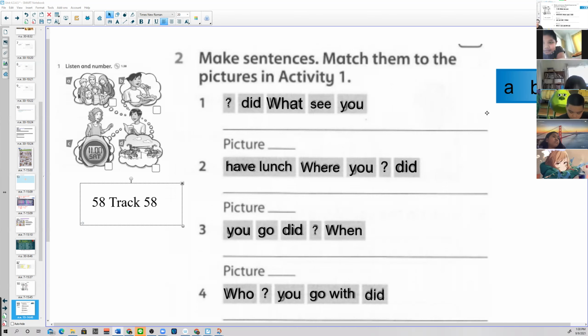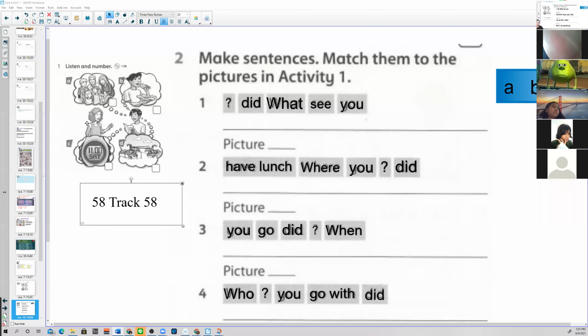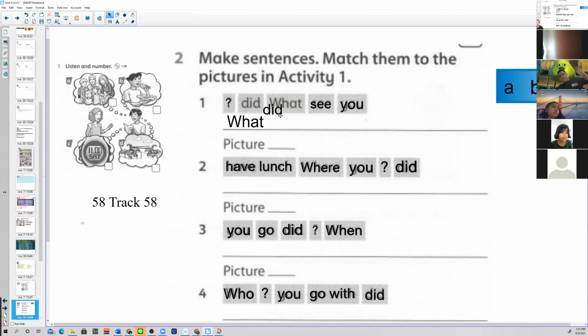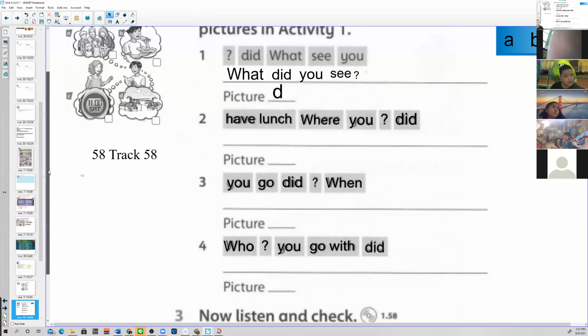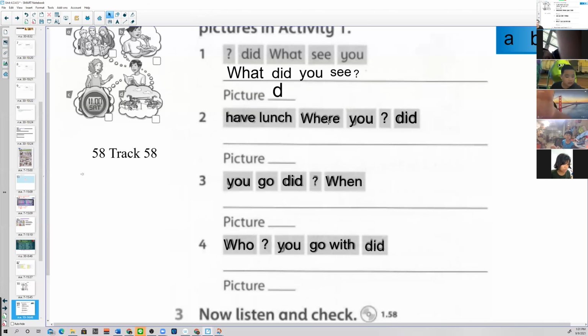Okay, what is number 1? Number 1 is What did you see? Picture D. Good. Number 2. Where did you have lunch? Good.